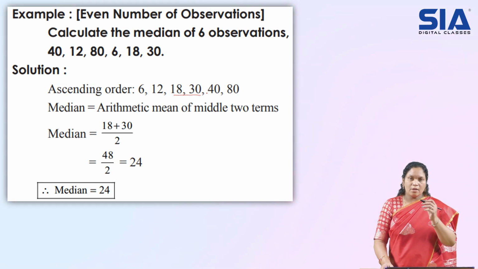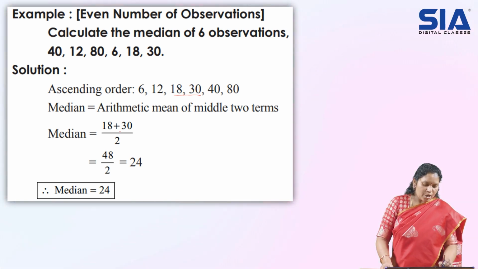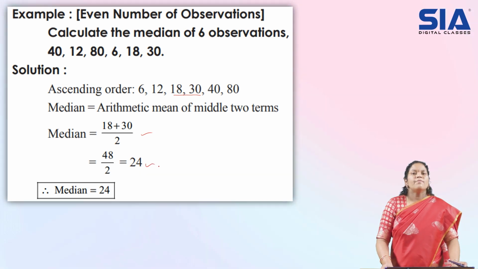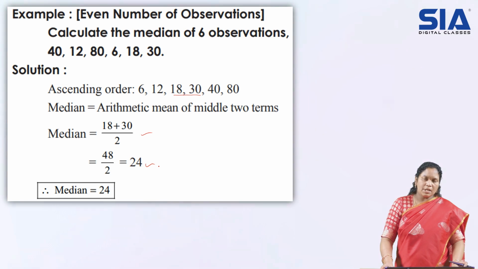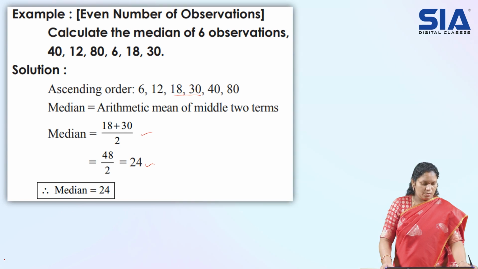Exactly the middle you are not getting, right? 18 or 30 becomes the middle. So I can't take 18 or 30 directly. I have to take the average. So 18 plus 30 by 2, you'll get the answer as 24. 24 becomes the median. So for even data, you have to take the average. For odd data, directly you'll get the middle value. That is how we identify the median for individual data.